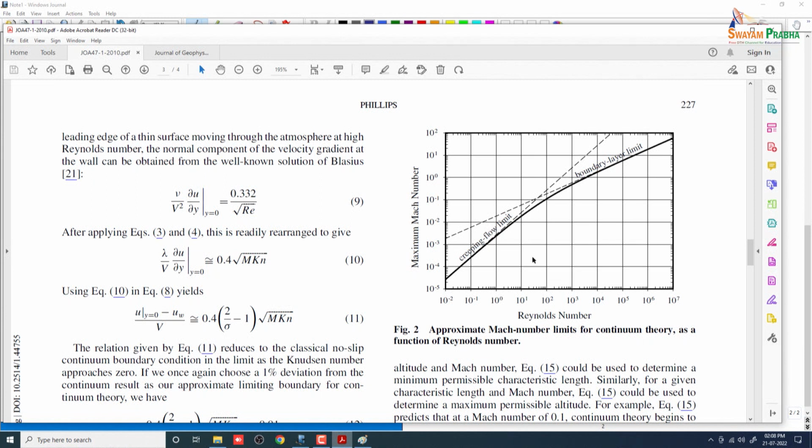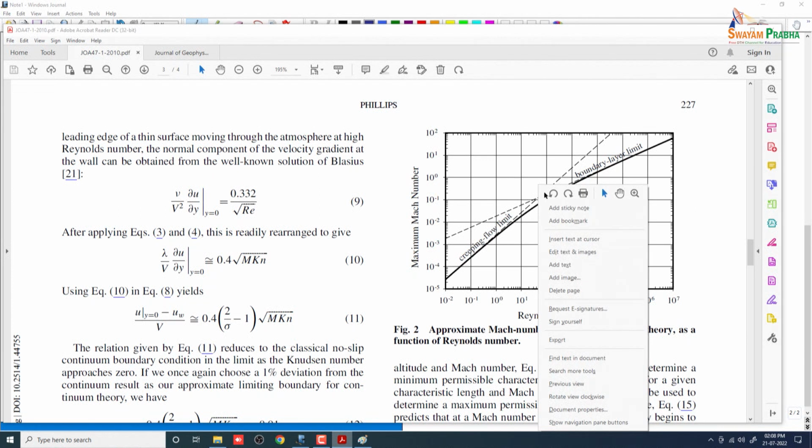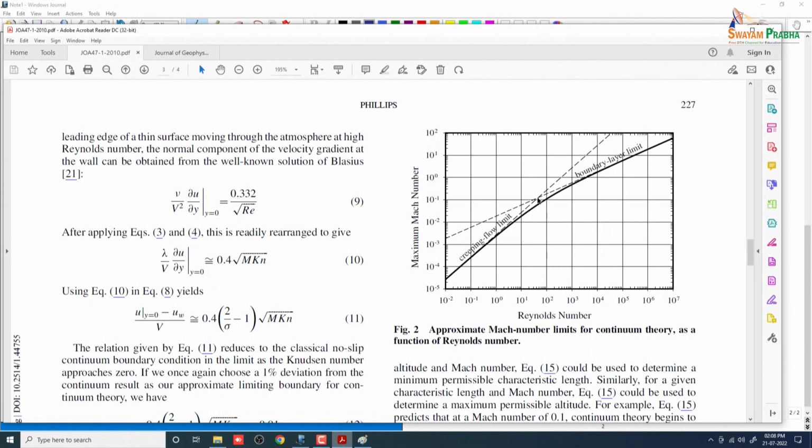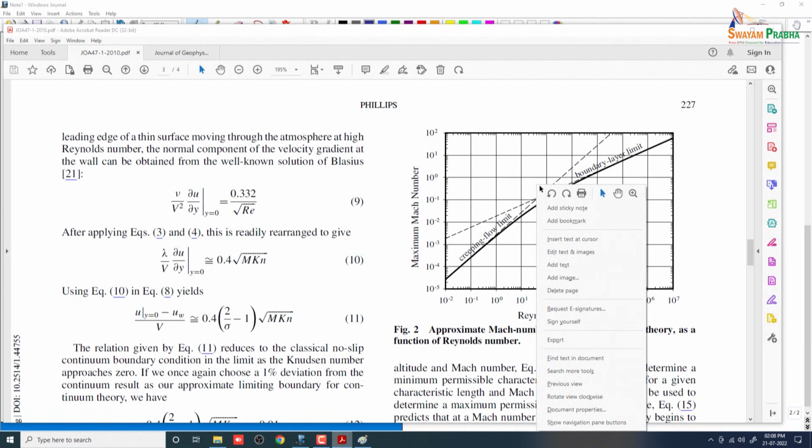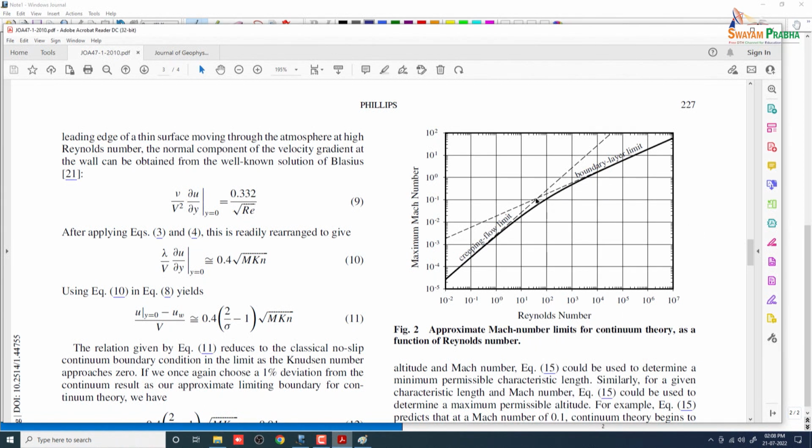So that's the area where the continuum theory breaks down for boundary layers. That's why we have the boundary layer limit. So for Reynolds number less than 90 and Mach number less than 0.1, the continuum theory breaks down for boundary layers, as is shown in this plot here.